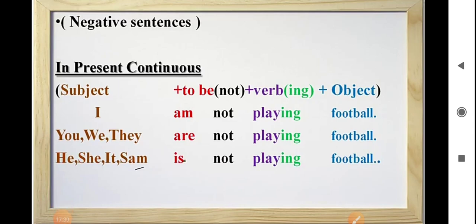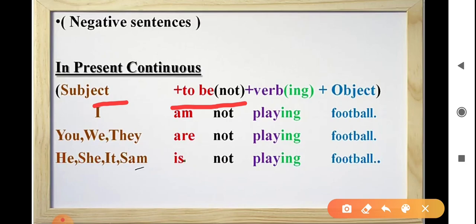First, we will discuss the structure of the negative sentences in present continuous tense. The structure of a negative sentence in present continuous is subject plus be form of the verb plus not plus verb with ing form plus object. For creating a negative sentence in present continuous tense, we use the word not with the be form of the verb: is, am, are. Now see some examples.